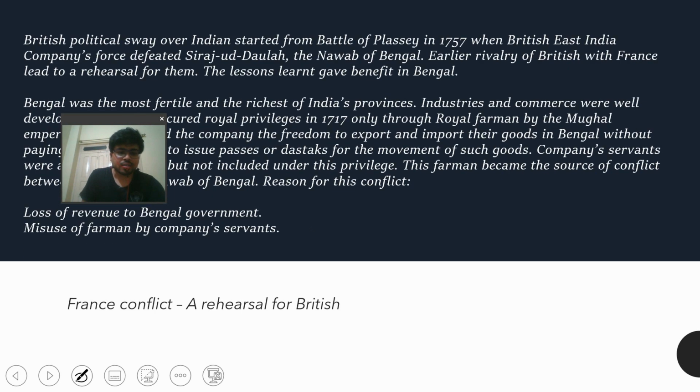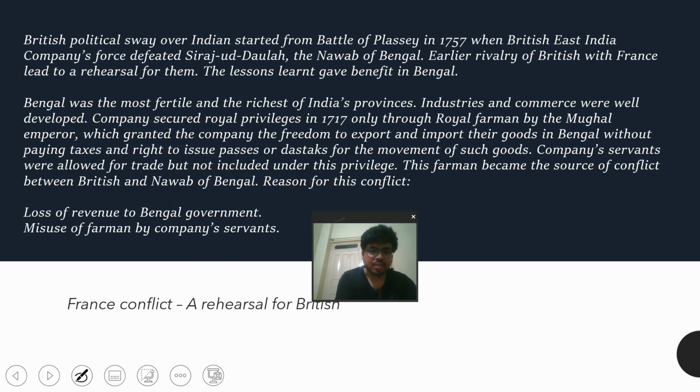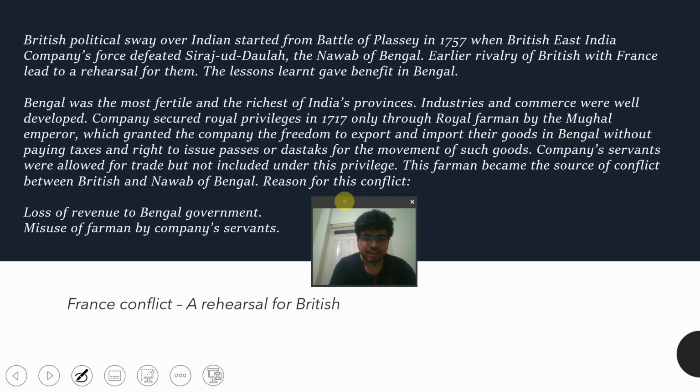How the French conflict benefited the British at the time. Whatever conflict happened with the French was a rehearsal for them, and that benefited them in winning the Battles of Plassey and Buxar. The British already had a rehearsal with the French war that was happening throughout the world, with America and all. When they fought at Plassey and Buxar, they already had a taste of war, of how to win the war.